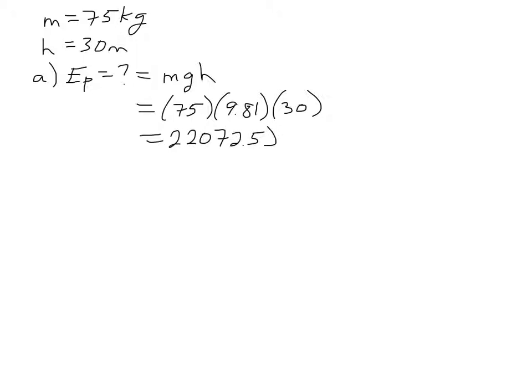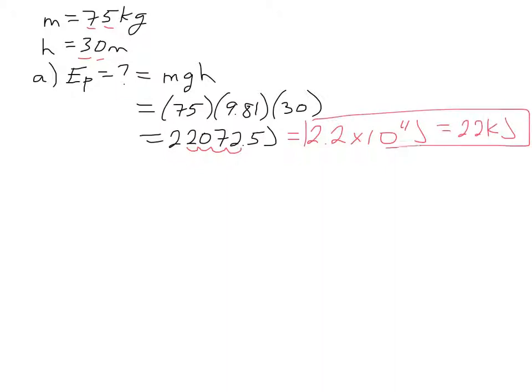We're going to get an answer of 22072.5 joules. When we look back at significant digits, we have 2 and 2, so that means we have to give our answer in 2. So we can either put it into scientific notation, so we can say 2.2 times 10 to the 4 joules, or we can turn it into kilojoules, and we can say that we have 22 kilojoules. Either one of those answers would be perfectly awesome.